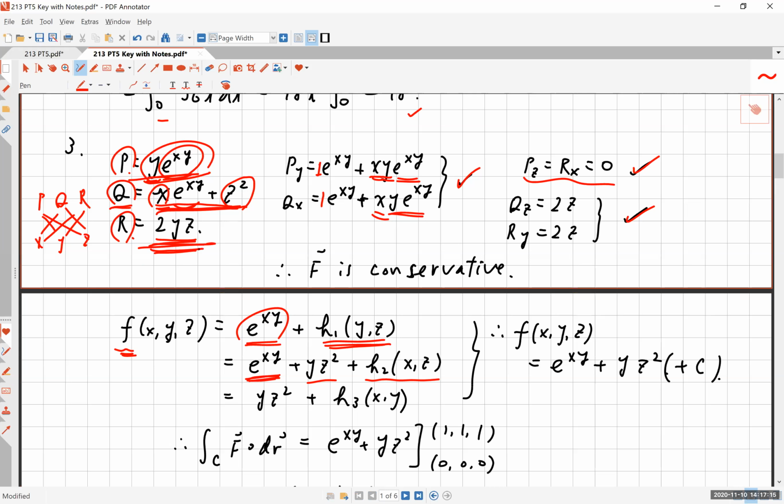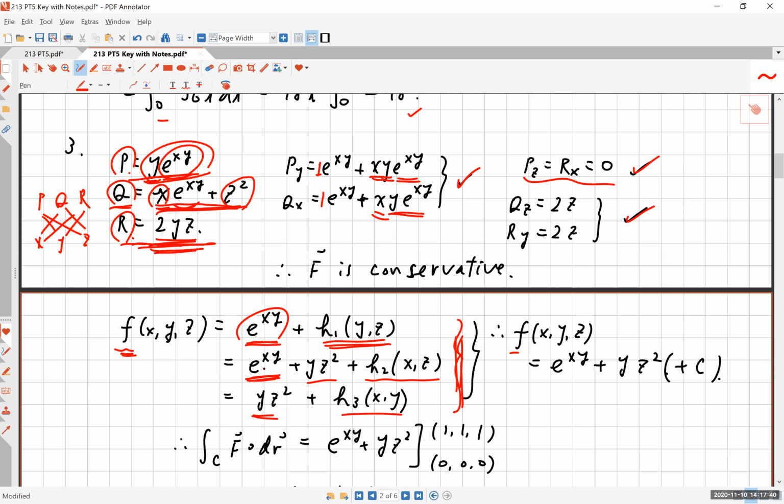This is now the next one. R is the derivative of lowercase f with respect to z. So all that means is you should have yz squared, and some expression of x and y, but no more z. So now you don't add them, by the way. You don't add these terms. All you have to do is to find one function, lowercase f, which looks like all of them, okay?